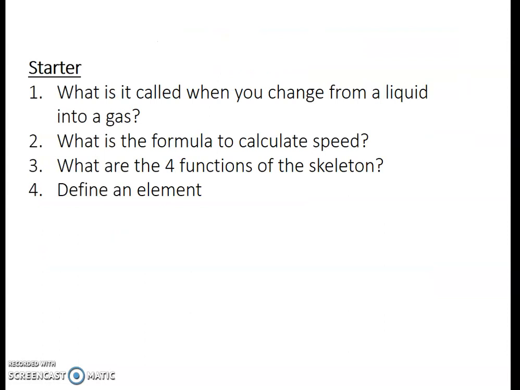So like we have previously for the past few weeks now, we're going to start with a starter. There are 4 questions. What is it called when you change from a liquid into a gas? What is the formula to calculate speed? What are the 4 functions of the skeleton? And define an element. So it's not just based on last week's information, it's based on previous weeks as well to make sure that you're still recapping those facts. I'll give you a few minutes to do those and then we'll go through them.